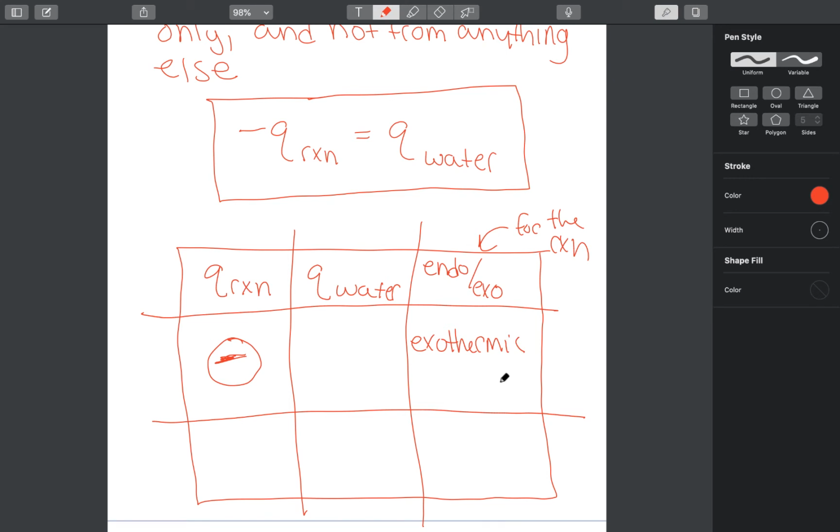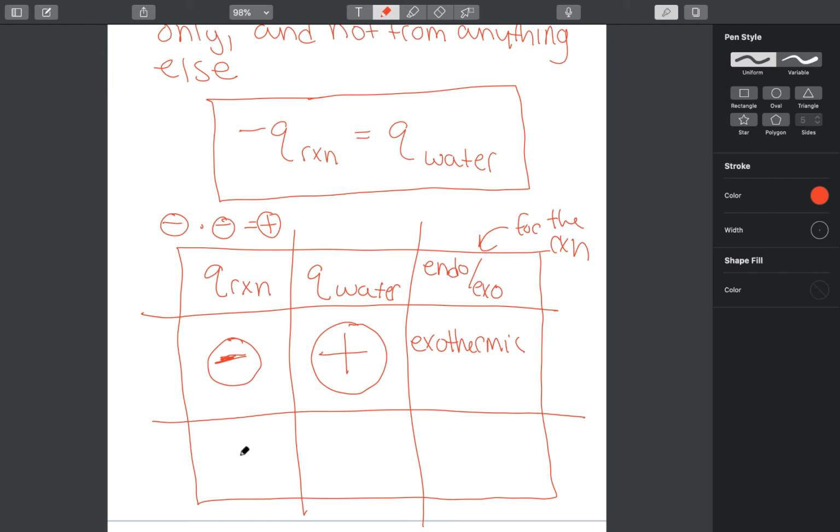It's an exothermic process. So, since the reaction is giving off heat, what do you think will happen to the temperature of the water? Well, the temperature of the water will increase because heat is flowing from the reaction into the water. So therefore, the heat flow into the water will be a positive number. So Q of water will be positive. And this makes sense because if you multiply a negative times a negative, you get a positive. So this is what this equation is telling us.